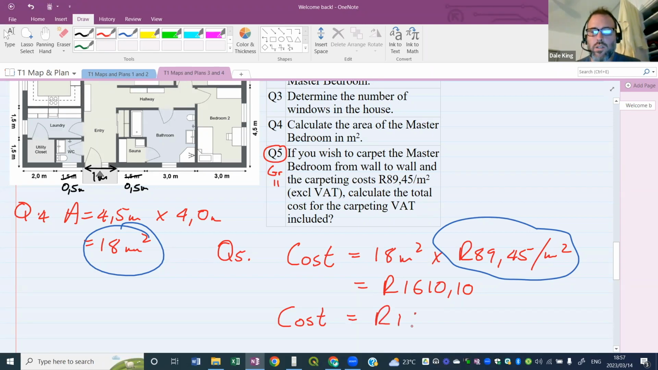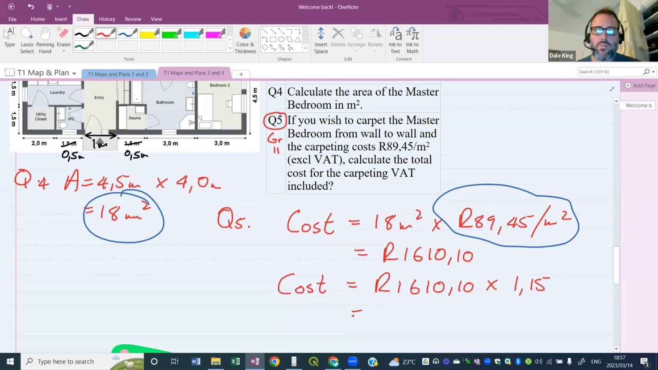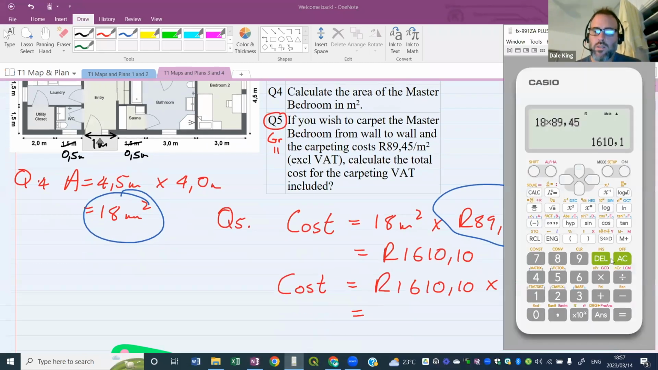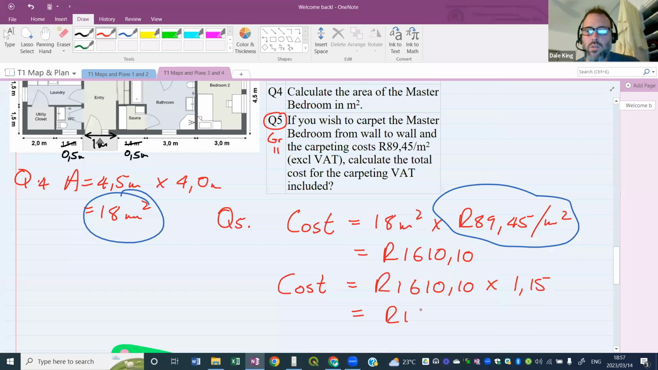and I told you guys a shortcut with this one. So 1610.10 times 1.15. I've taught you that before. Get the calculator. So 1610.1 times 1.15, hit enter, 1851.615. I'm going to round this off to 1851.62.